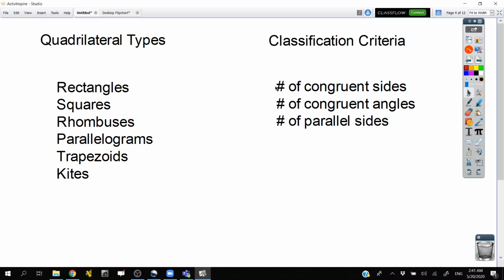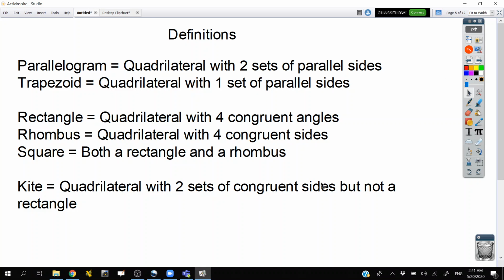Classification criteria: the ways that we will classify quadrilateral types. Quadrilaterals have 4 sides. They will be classified by their number of congruent sides. Like you all know, squares have all congruent sides, but they're actually not the only one of these quadrilaterals that do. We'll also use the number of congruent angles and the number of parallel sides they have. So let's look at definitions first. Parallelograms and trapezoids are defined by the number of parallel sides they have.